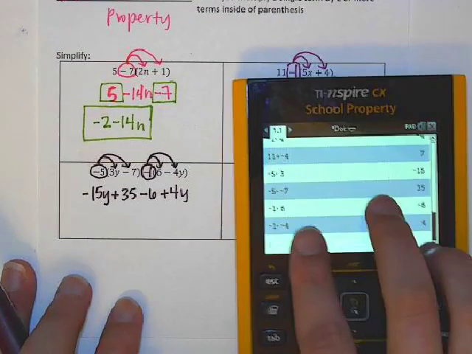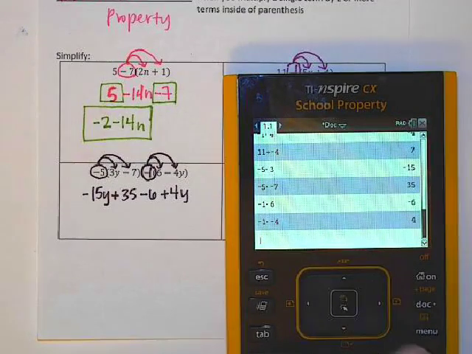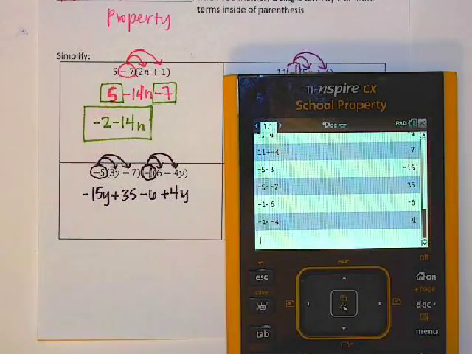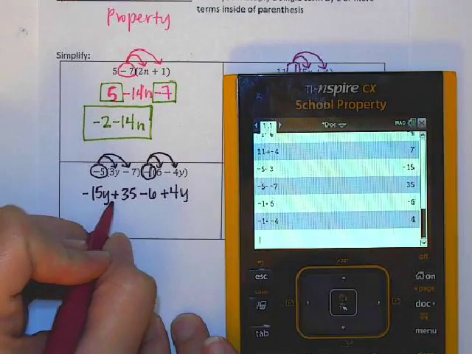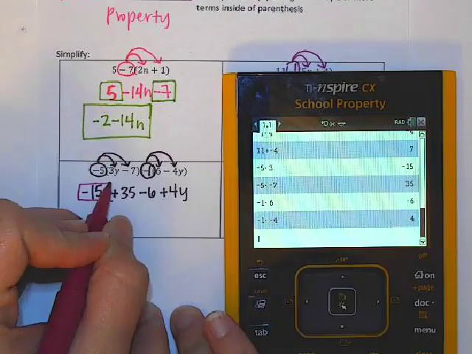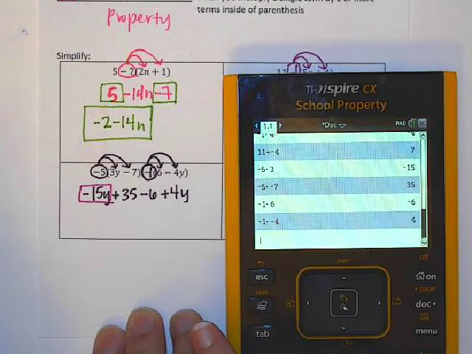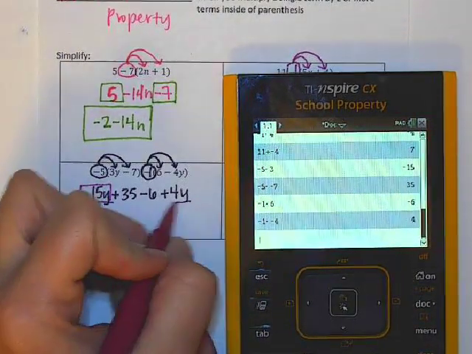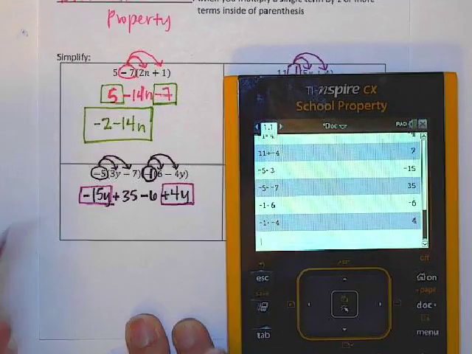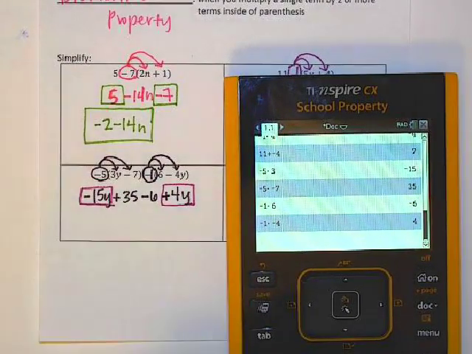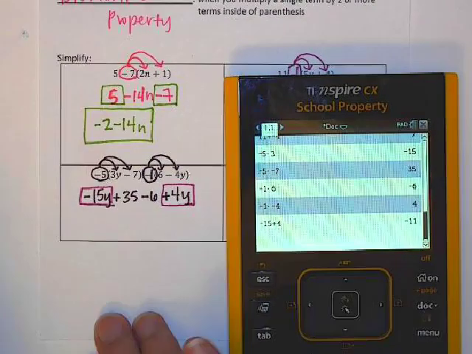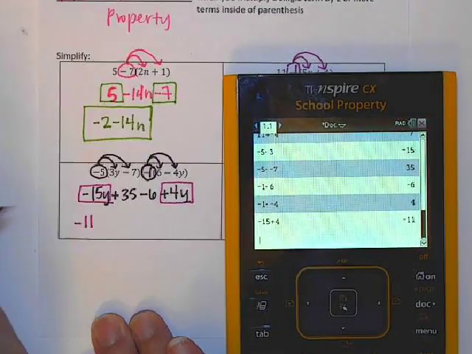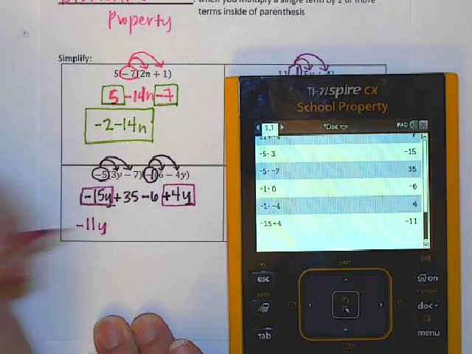Okay, like terms. Start with your first term, which is negative 15y. Does this have a like term? Yes. Remember, like terms are same letters. Which one is it? Positive 4y. And I'm combining like terms, so I'm going to add them, which gives me negative 11y. Good.